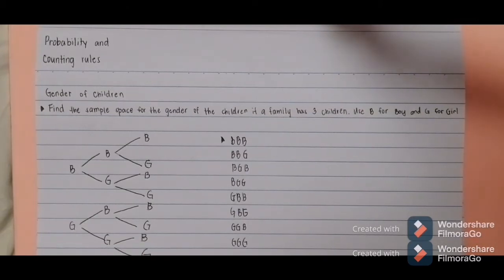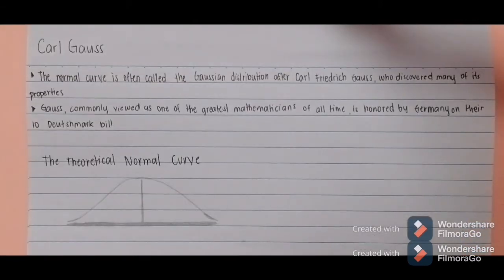So, ayun. Next naman is dito na tayo sa normal curve. So, first is sino muna si Carl Gauss? The normal curve is often called the Gaussian. So, next naman is about normal curve. Sino muna tong si Carl Gauss? First is the normal curve is often called the Gaussian distribution after Carl Friedrich Gauss, who discovered many of its properties.